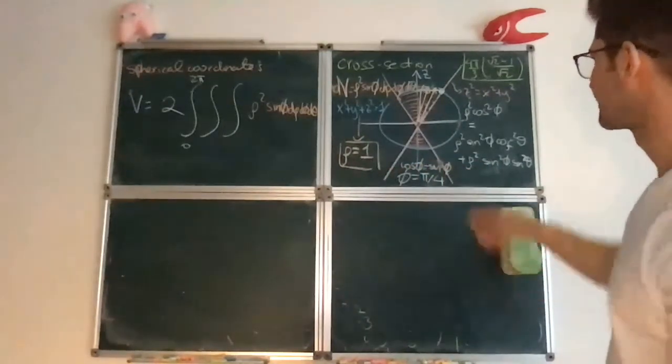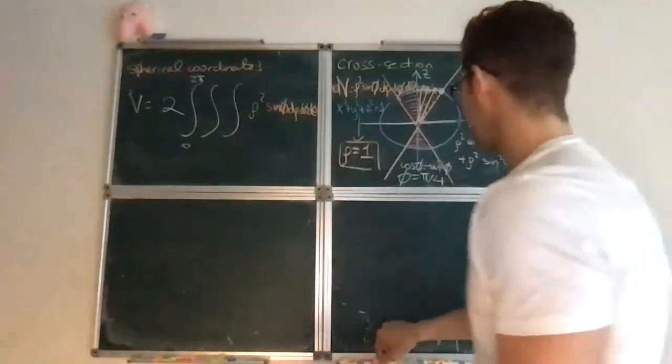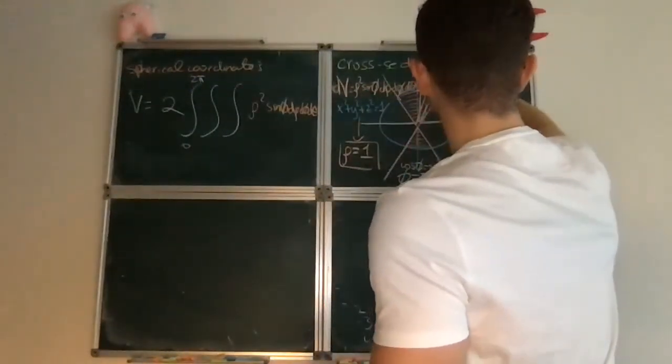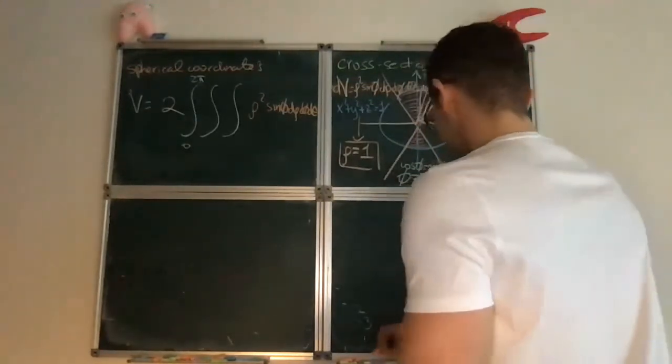And so again, this is a calculation that we did in the past, so that's why I'm doing it a little bit faster. What this is just saying is that in spherical coordinates, this is just the equation of phi equals pi over 4.